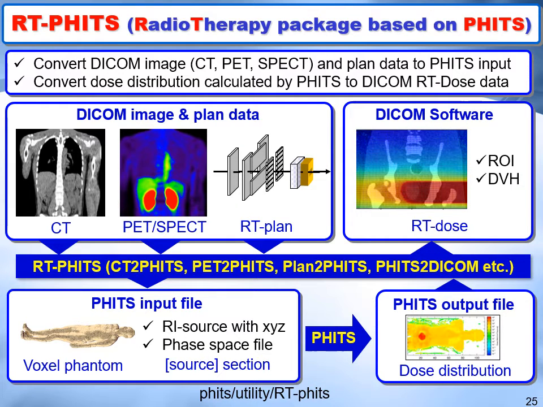Using some of these functions, we developed a radiotherapy package for PHITS, so-called RT-PHITS. It can convert not only DICOM image and plan data to PHITS input such as a voxel phantom and source section, but also dose distribution calculated by PHITS to DICOM-RT dose data. The converted RT dose data can be read by conventional DICOM software so that you can set ROI and calculate DVH for further analysis. RT-PHITS is included in the PHITS package.